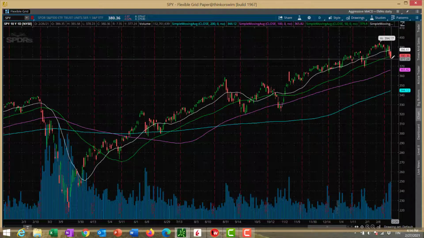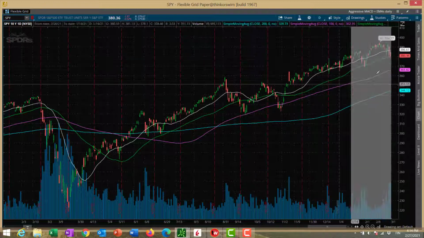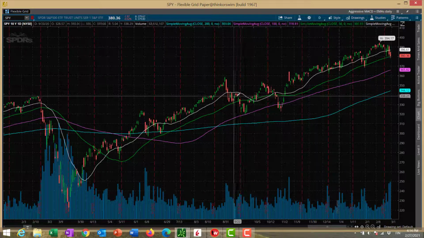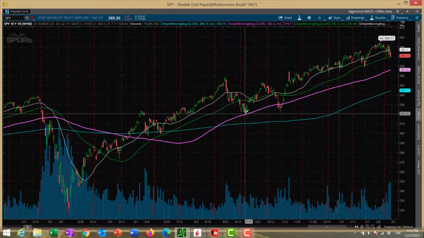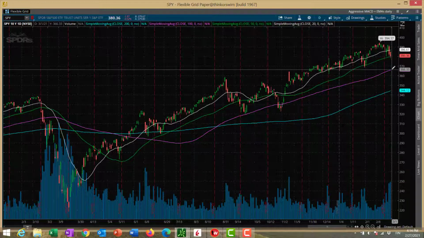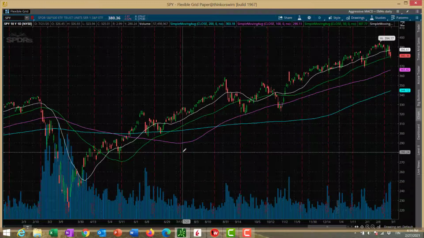I have no idea where it's going next week, but previous time it did bounce up from here, so who knows, maybe it does that again, or maybe it needs to go down and say hello to the magenta line or the violet line at 365 or so. So anyway, these are moving averages, and people kind of use them to figure out some trends.